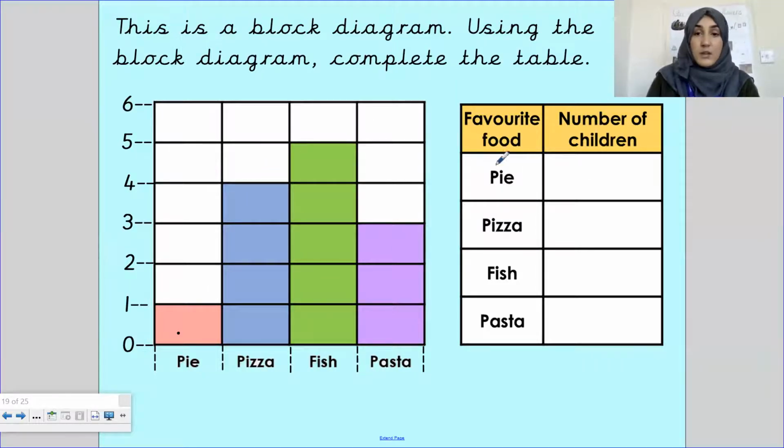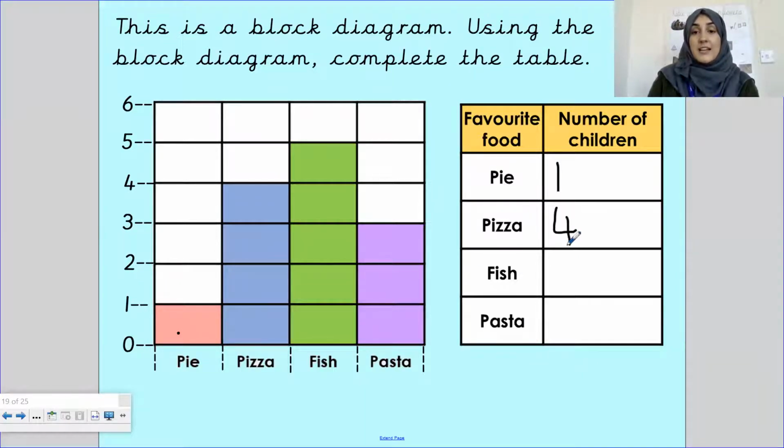Okay, so how many children like pie? How many? Can you tell me? Each block represents 1. 1 child likes pie. How many children like pizza? Can you count for me? And then shout it to your screen. Or hold your fingers up. Well done. 4. 4 children.